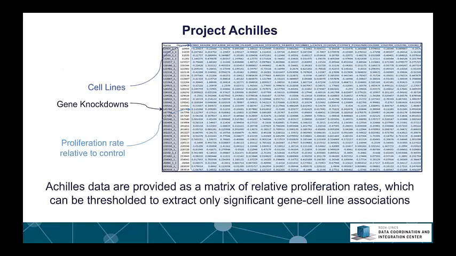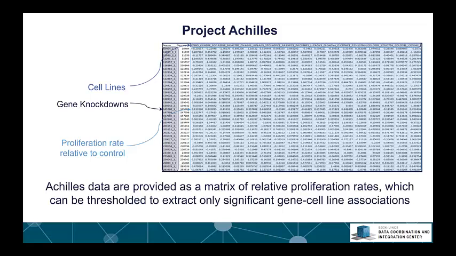The Project Achilles dataset is structured as a matrix with genes labeling the rows, cell lines labeling the columns, and rows of scores indicating the relative sensitivity of each cell line to a gene knockdown. As we've seen from previous examples, a matrix like this can be interpreted as a bipartite graph, where the rows, in this case genes, form one set of nodes, the columns, in this case cell lines, form the other set of nodes, and the matrix values define the weights of edges connecting genes to cell lines.